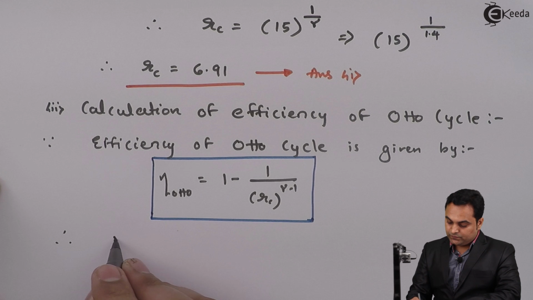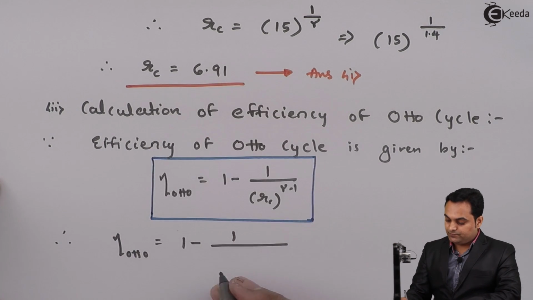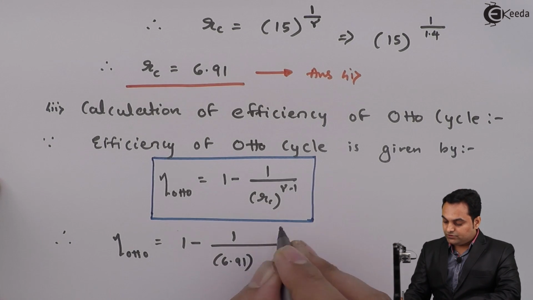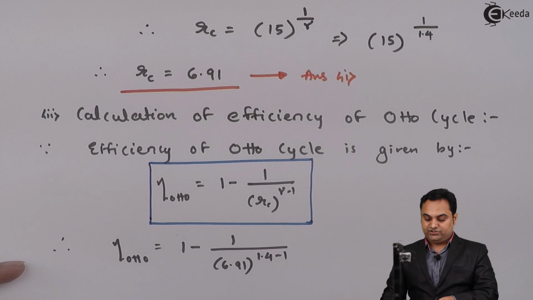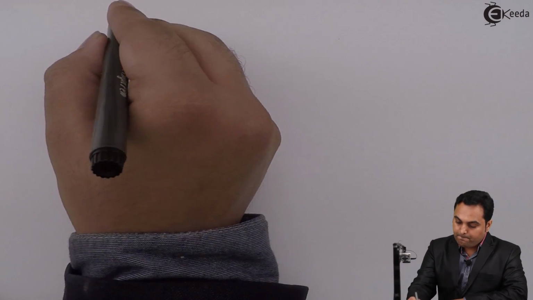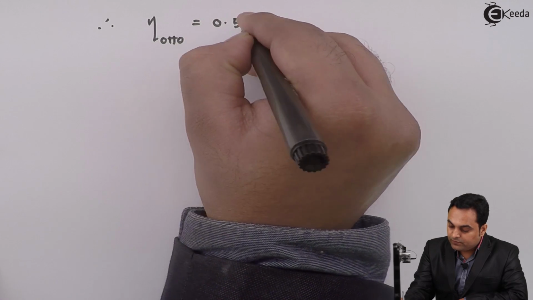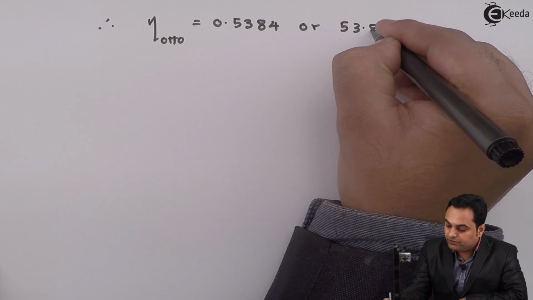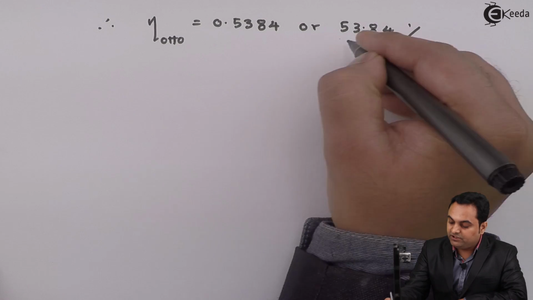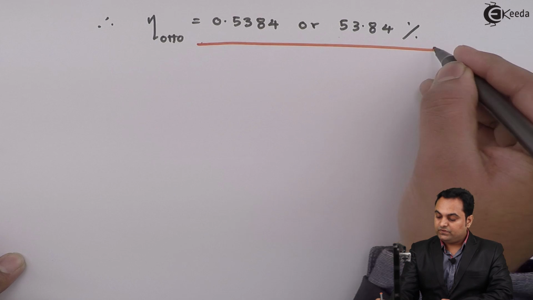Therefore, efficiency of the Otto cycle is 1 minus 1 upon, now RC is 6.91 raised to gamma is 1.4 minus 1, so on calculation I'll get the efficiency as 0.5384 or 53.84% if I multiply it by 100. This will be the second answer.